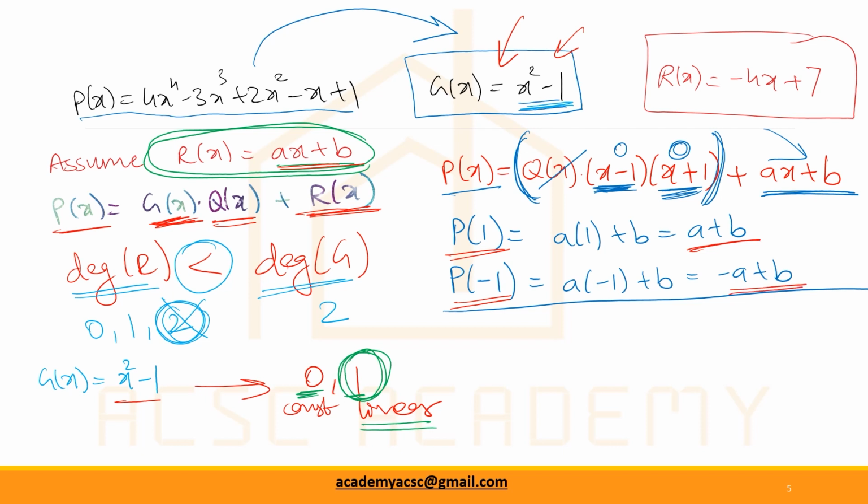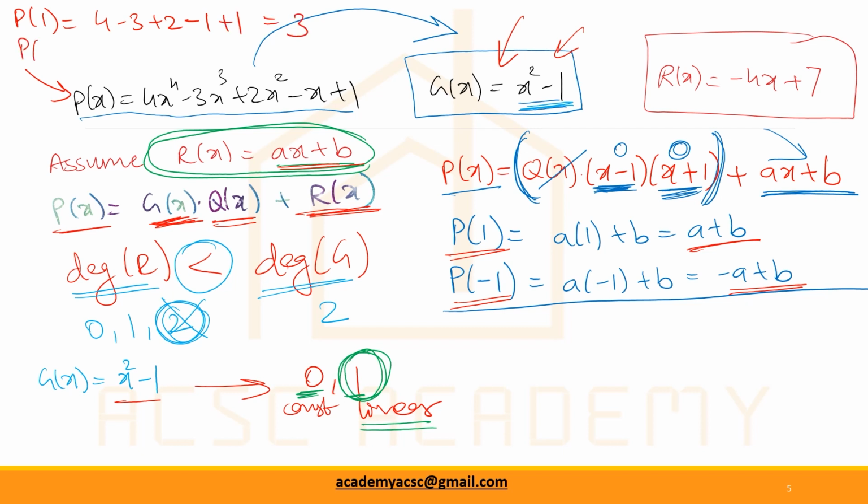Now we already know the value of p of 1 from this particular polynomial. We will say p of 1 is 4 minus 3 plus 2 minus 1 plus 1, which turns out to be 3.